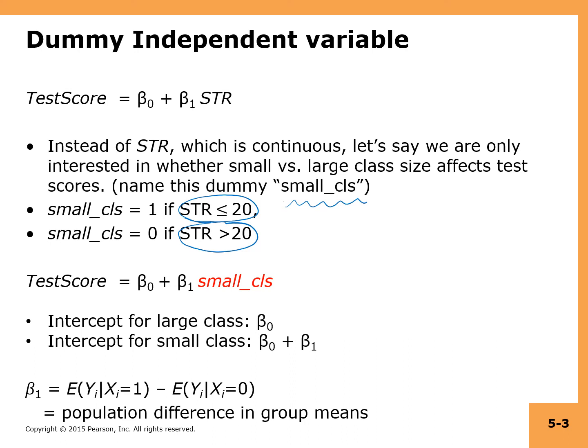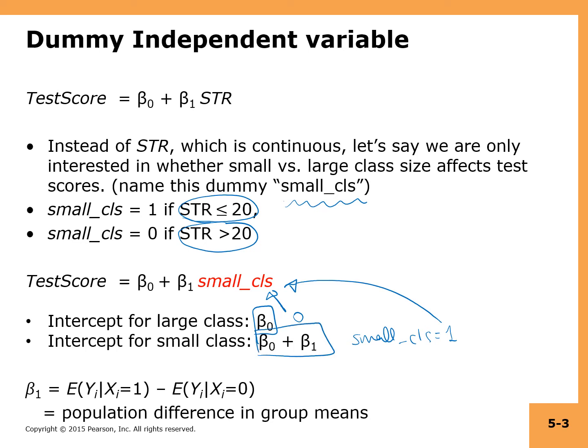If you want to know the average test score of a large class, then your small class dummy would equal 0. So you plug the 0 into the model, and you'll have beta 0 as your average test score for the large class. If you want to know the average test score for a small class, in this case your small class dummy would equal 1. So you plug 1 into this regression model, and you'll have beta 0 plus beta 1.